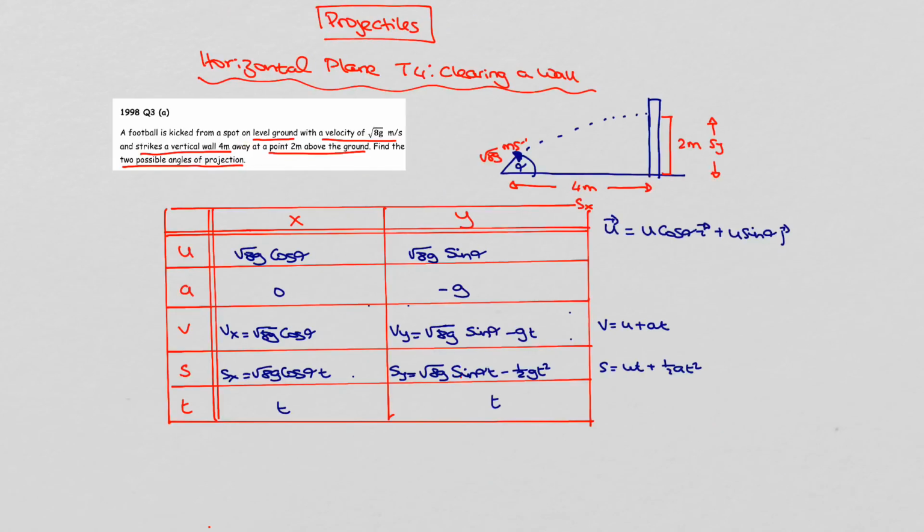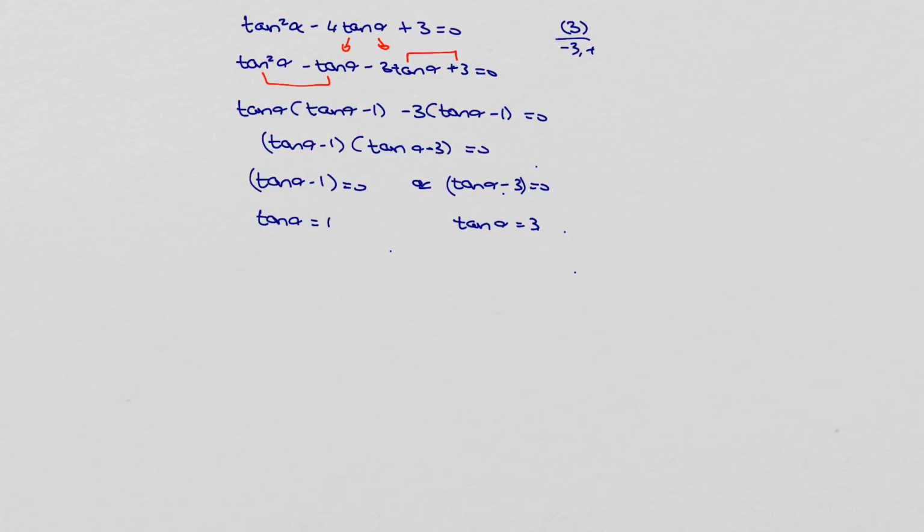So let's go back to the question. It doesn't say find the 2 possible values of tan alpha. It actually says find the 2 possible angles of projection. So therefore we need to get alpha on its own. So if alpha is equal to tan inverse of 1, well, we know that one off by heart. Tan inverse of 1 is, of course, 45 degrees. So again, you can get that on page 13 of your maths tables. Or if you're using your calculators, please make sure that you have your calculators in degrees here.